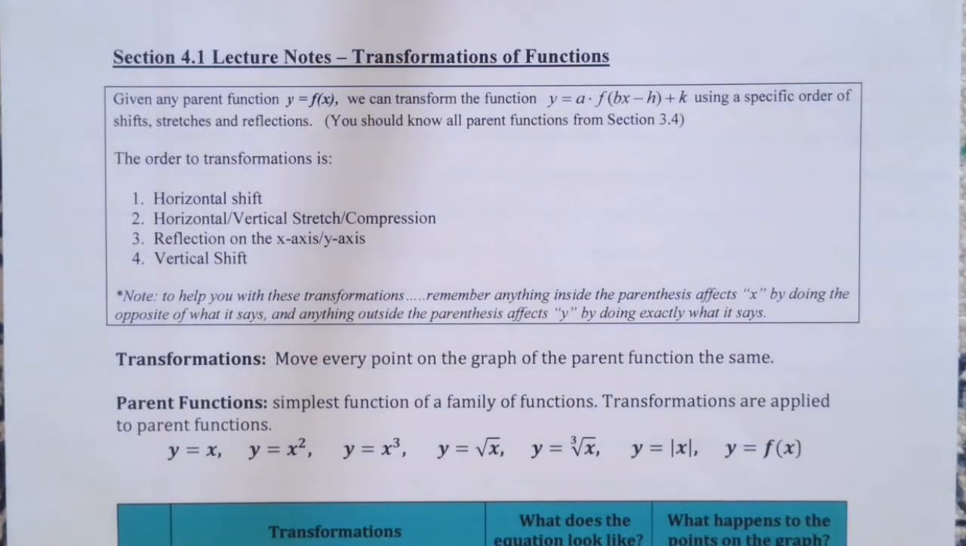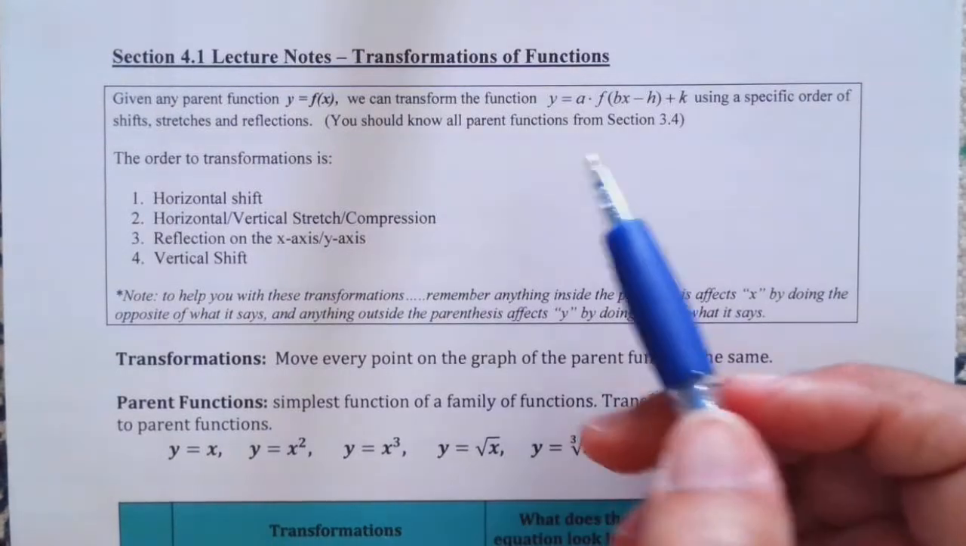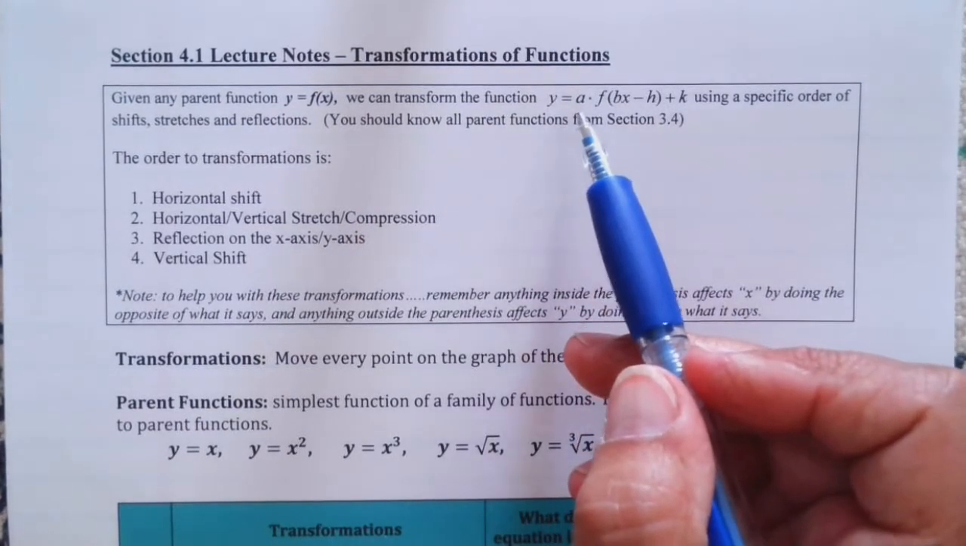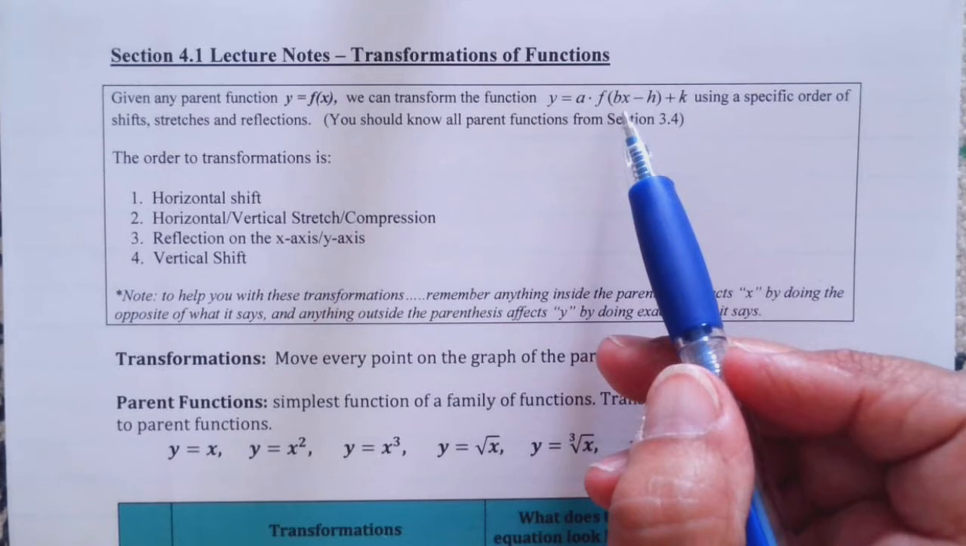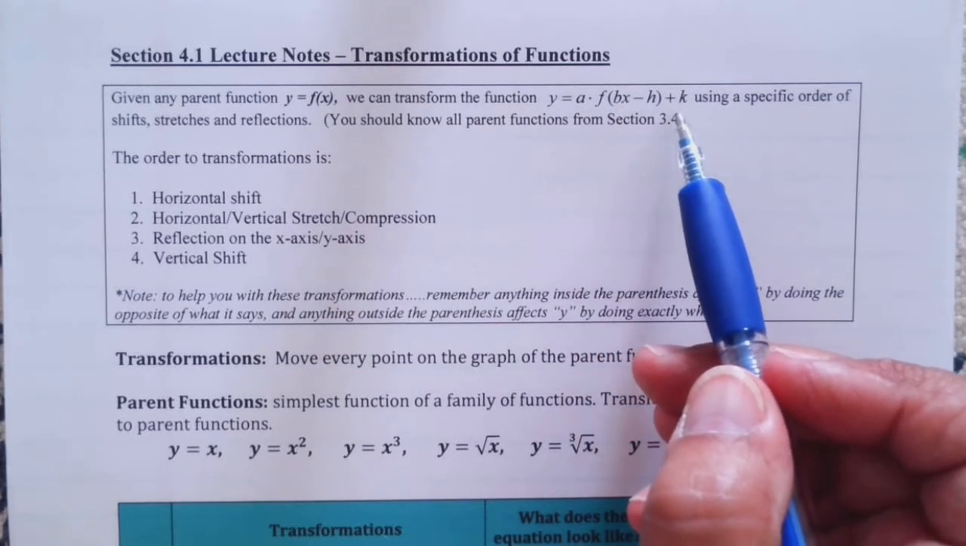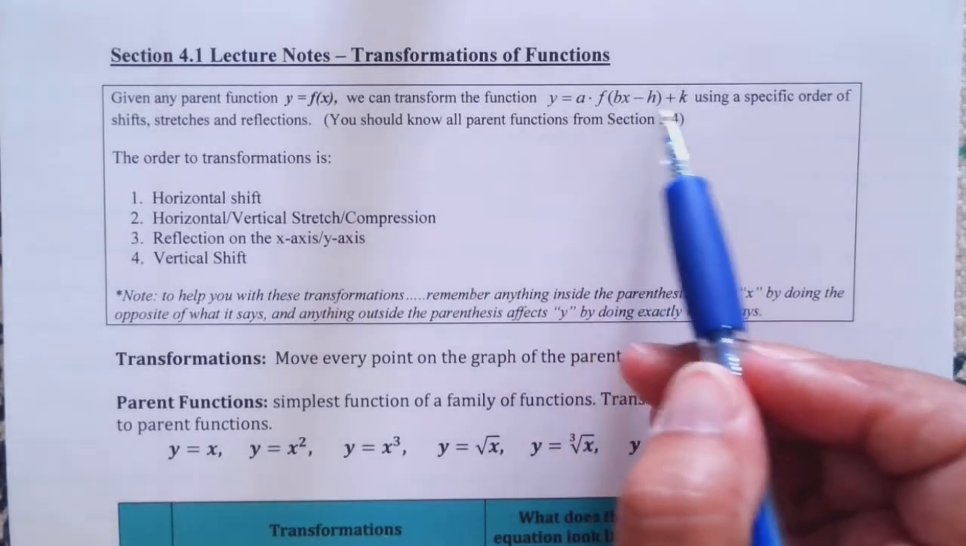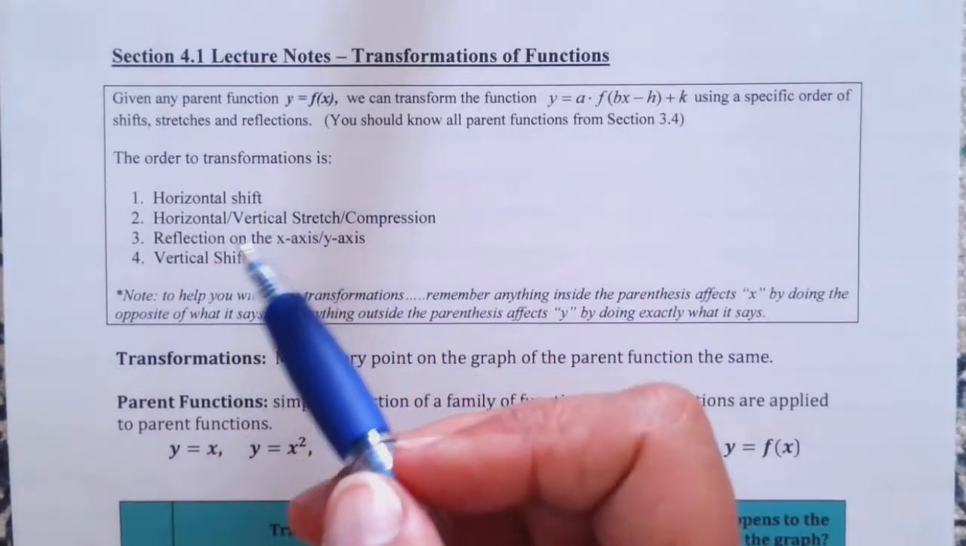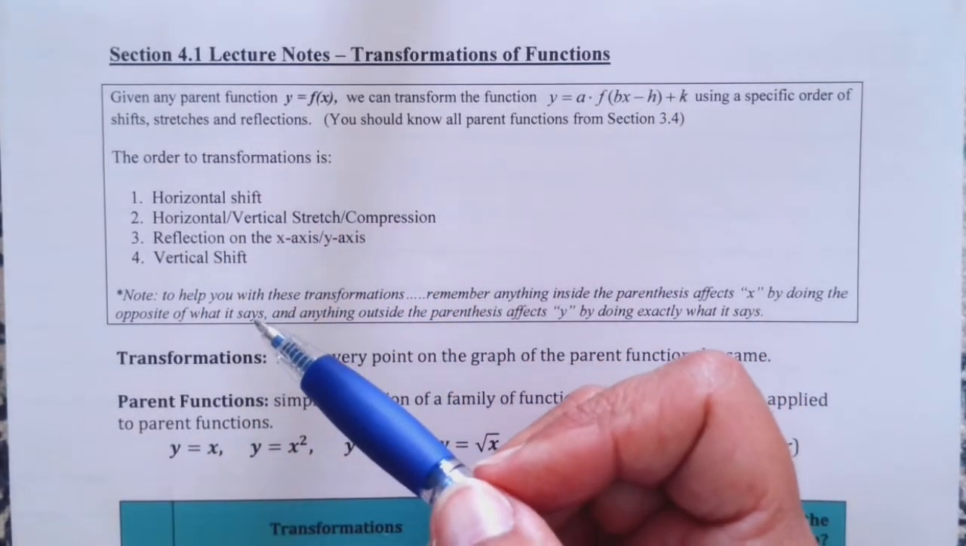Welcome back. Today we're going to do section 4.1, which is the transformations unit. We're going to talk about how we can sketch graphs without actually using our calculator, based on what's happening to the parent functions. Up at the top we have our basic transformation formula: y equals a times f of b times (x minus h) plus k. Each of these values will give you a specific shift, stretch, or reflection.